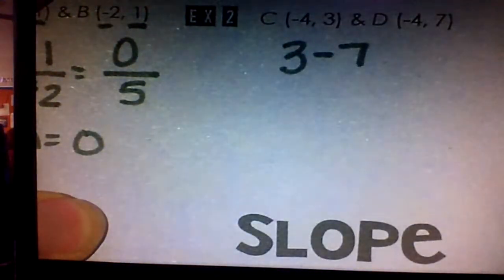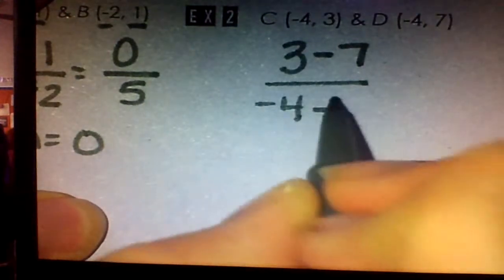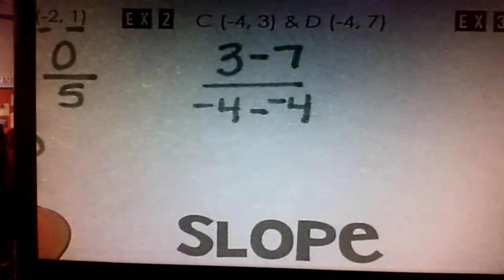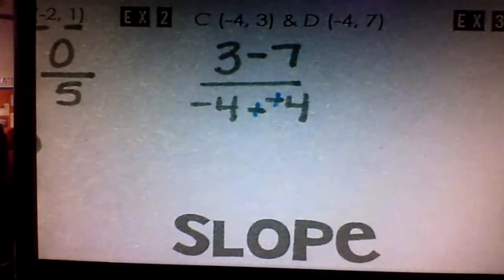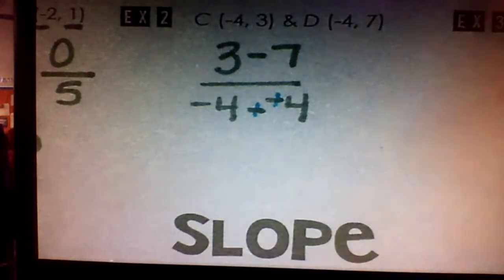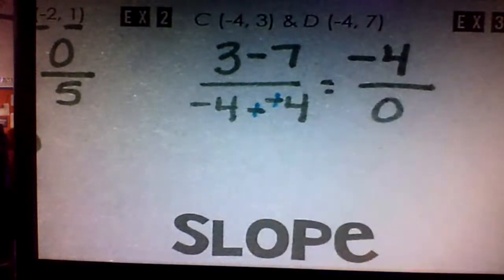Okay. Example 2. Again, subtract your y's, subtract your x's. So 3 minus 7, negative 4, minus a negative 4. So this does become plus a positive. So that's 0. So in the top, negative 4, and the bottom, 0.